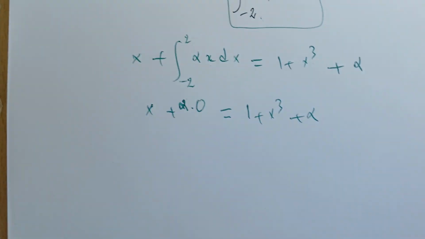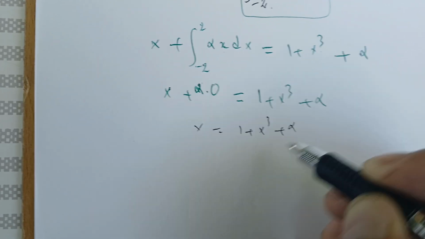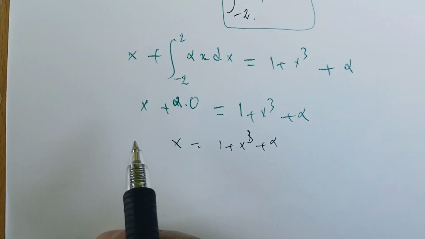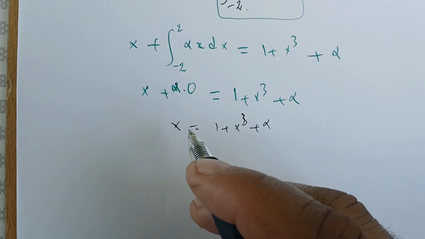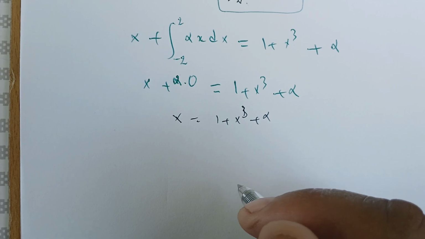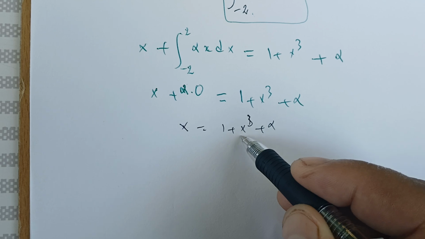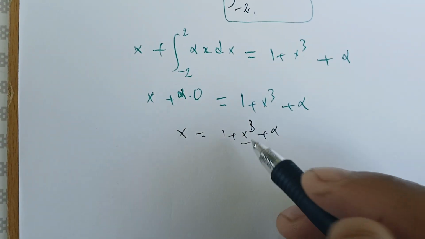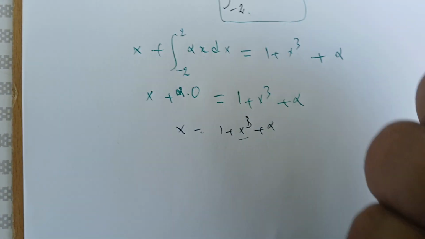I'm left with only this equation: x is 1 plus x cubed plus alpha. Here, my integral depends on alpha, and all I know is I can integrate. I can integrate between any two values I want, so I can integrate between -2 and 2, or 0 and 1. But for me, I can integrate between -2 and 2, or -1 and 1. My bounds must be symmetric, and we're going to see why.